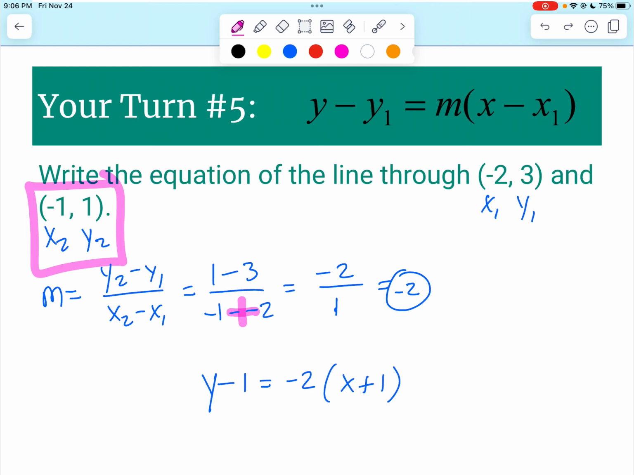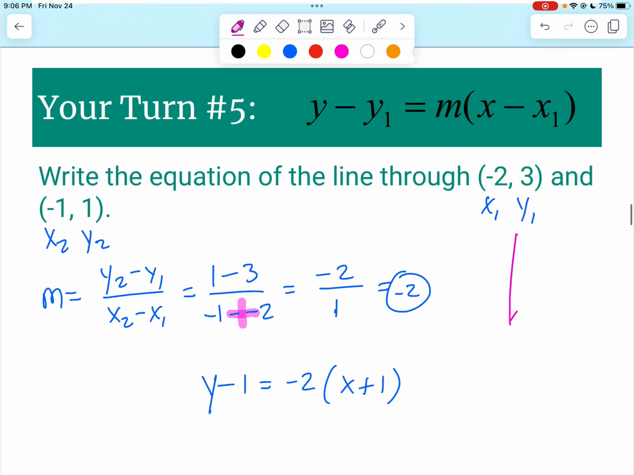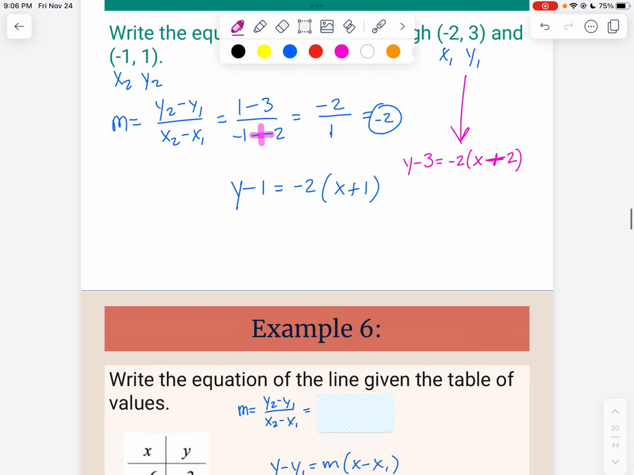Now, let's say you chose the other point. If you chose the other point, let me show you what that would give you. That would have given you y minus 3 equals a slope of -2 times x minus, and x1 is -2. That double negative becomes a positive, so you should have gotten y minus 3 equals -2 x plus 2. Either way, both of those are equivalent equations.